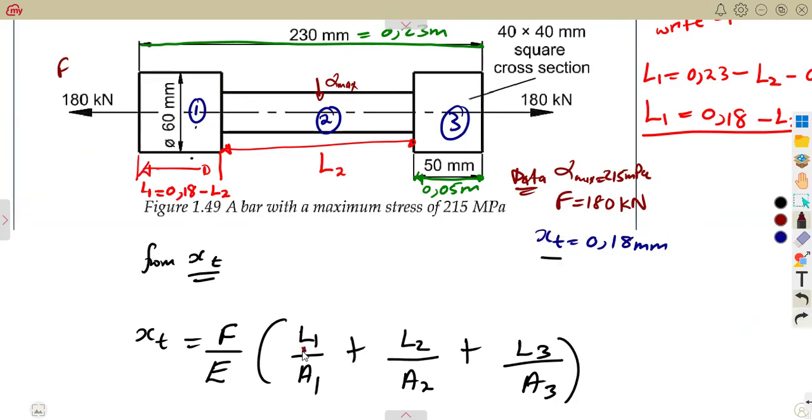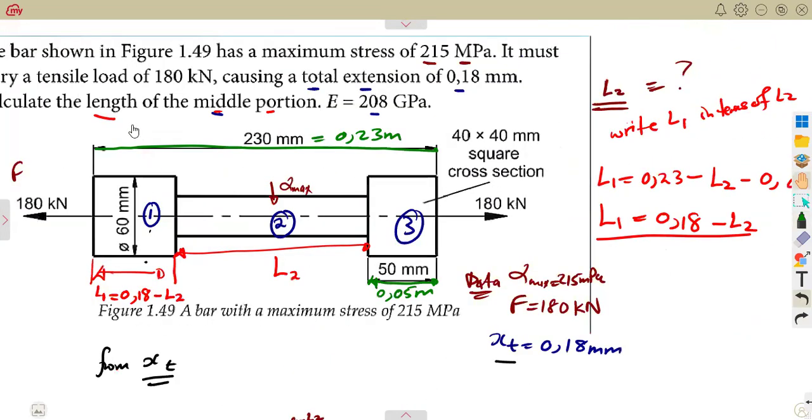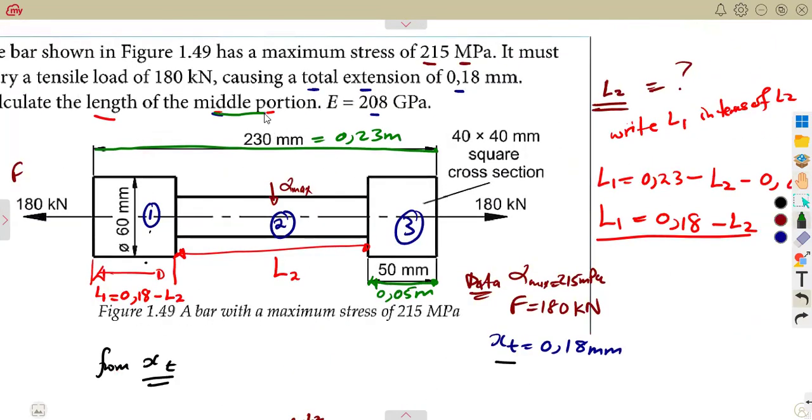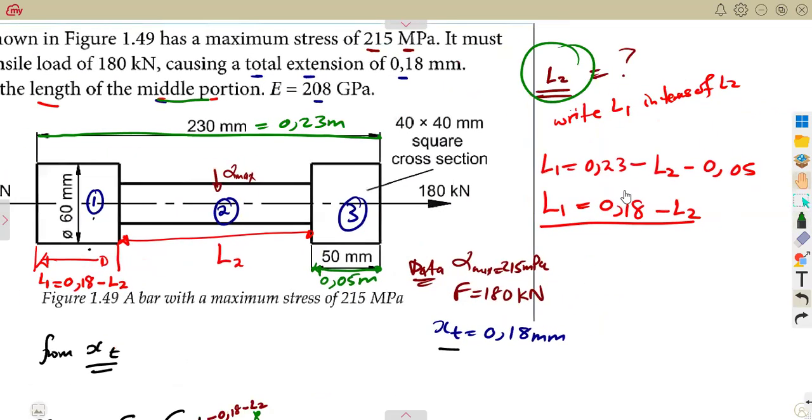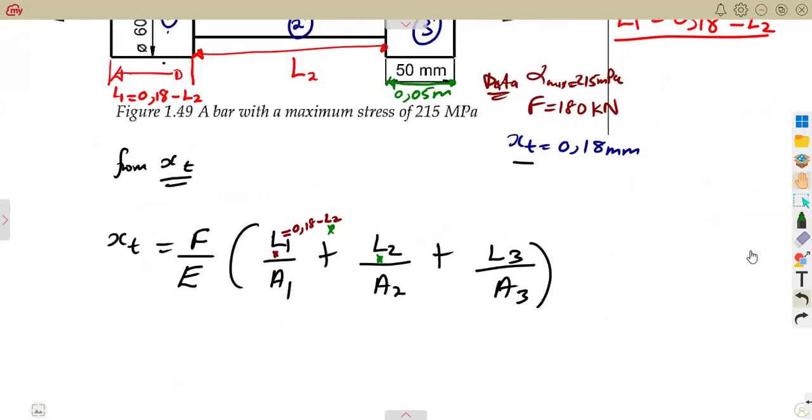Where this L1 here, remember, it is now written as what? 0.18 minus L2. So with this formula, we are going to calculate L2 because there is L2 here. Why calculate L2? Remember L2, guys, we need what? The middle section, the middle portion. That's the one represented by L2. Or you can use whatever you understand, you can write it in terms of L. So we need to calculate L2. So with this formula, L2 can be calculated.